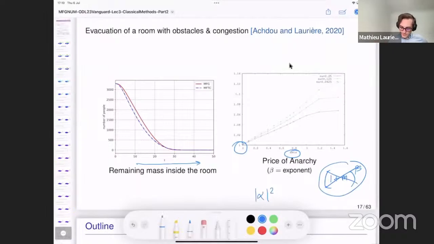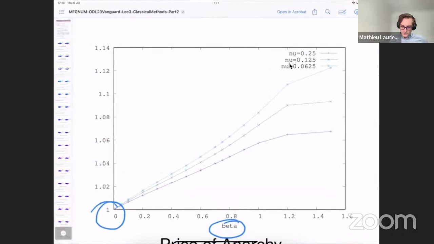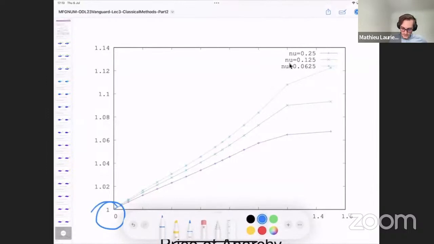Here you can see 3 curves. Maybe I can zoom in a little bit. You can see 3 curves obtained for different values of nu. And you see that when nu decreases, so the last one is the smallest one, when nu decreases, the price of anarchy increases.